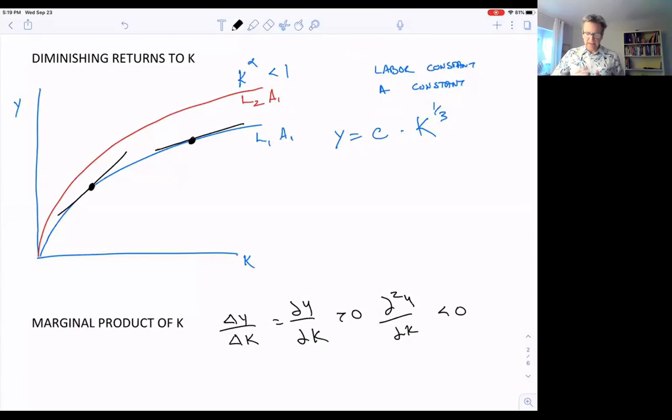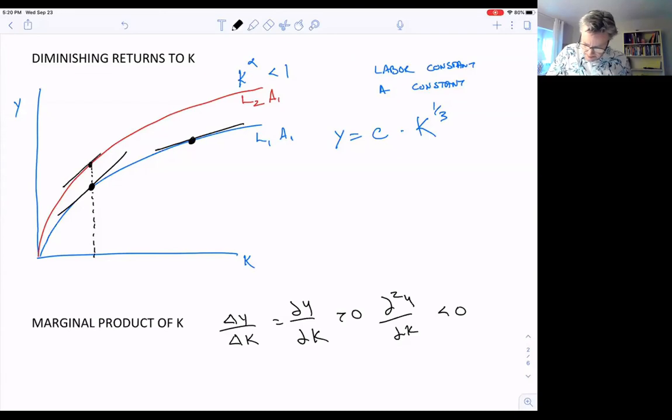Now take a look at this. Let's say at this level of K, we can see what the marginal product of K is. It's just the slope of that black line. What happens if we add labor? Well, we move up to the red curve. And what's the slope of the red curve at that point?